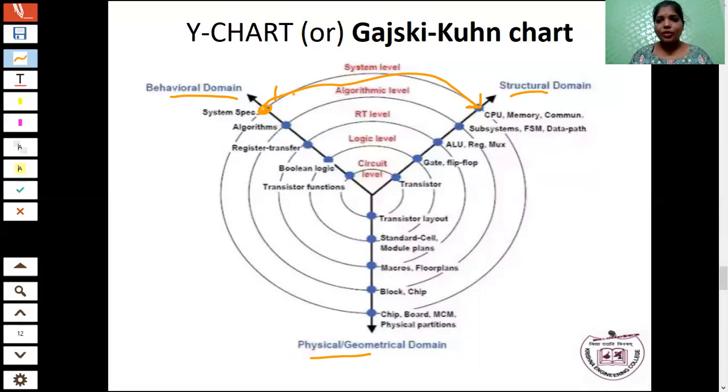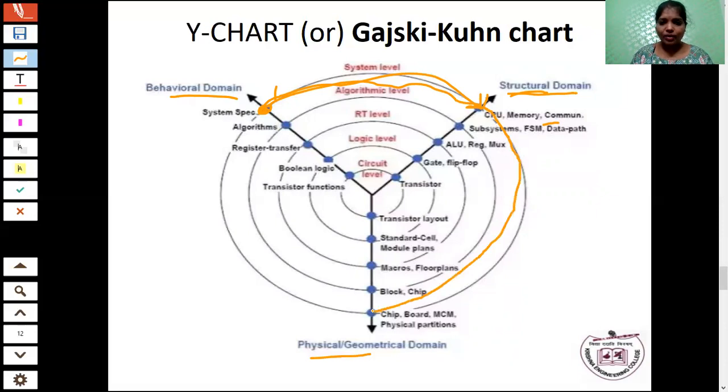For example, if you want to design some system, for that first you have to know the specification, like how many inputs and outputs, what the clock frequency is, everything you have to know. So first you have to collect the system specification. From the system specification, we are going to find out the components. Structural domain represents the components and their interconnection. So you have to define the CPU. For example, if it is a computer, you have to know what the components inside are, that is CPU, memory, and communication between the components. Once you have decided the CPU, memory, and communication, next we go to the physical domain.